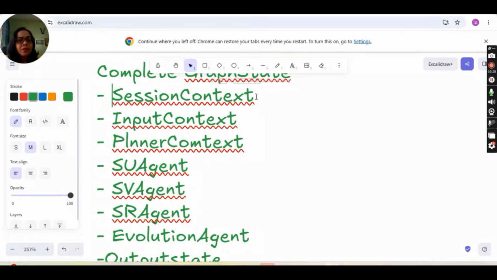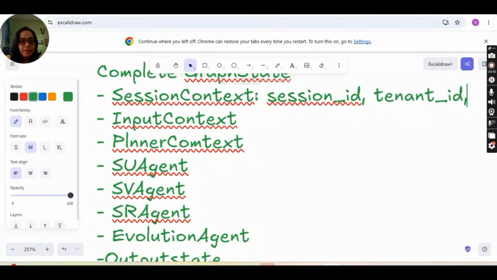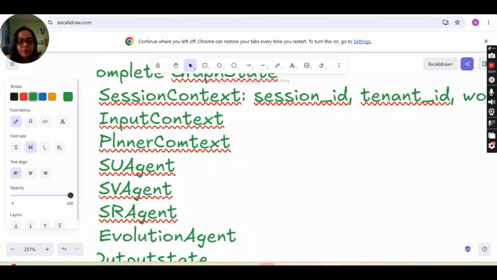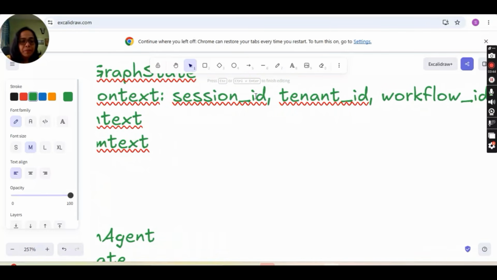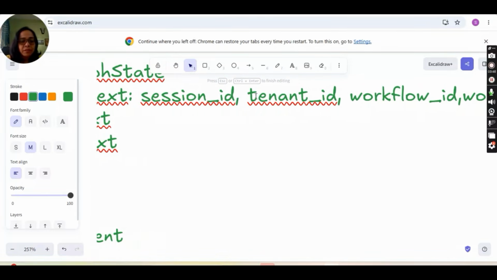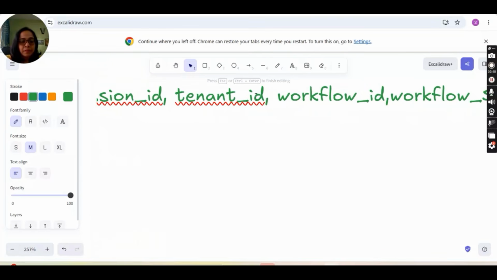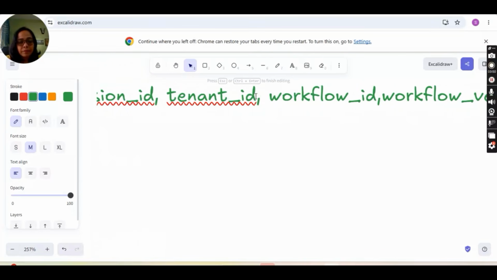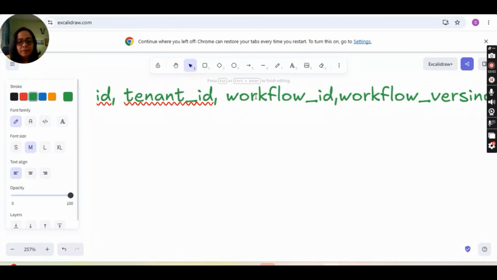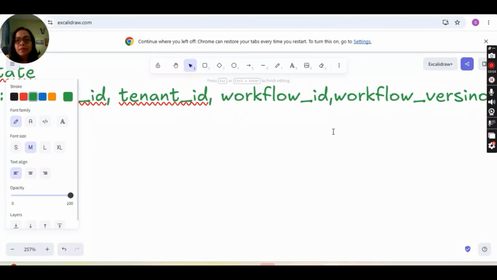Okay, for this session state, what I can say is session ID, then tenant ID, then workflow ID, then workflow version, then what is that?